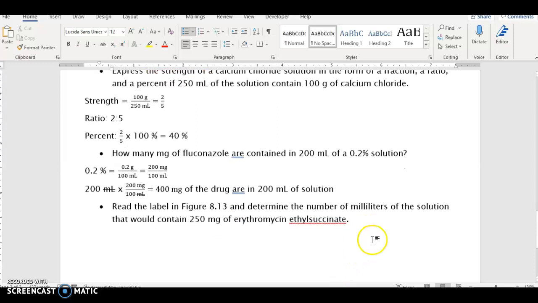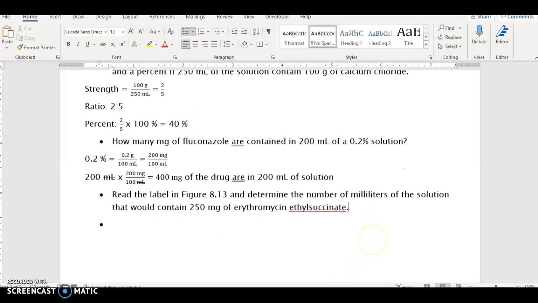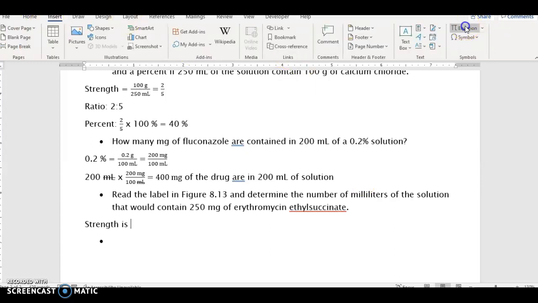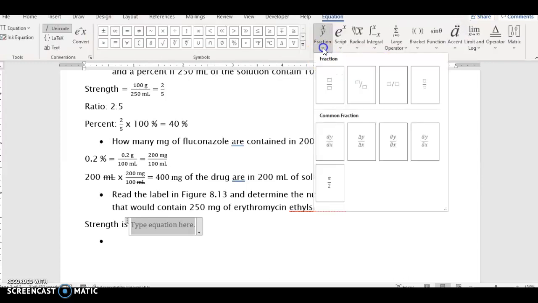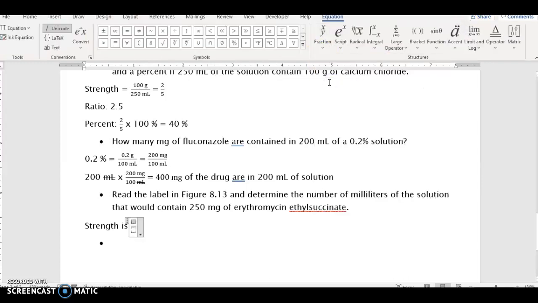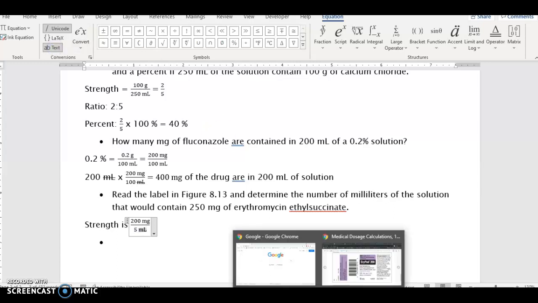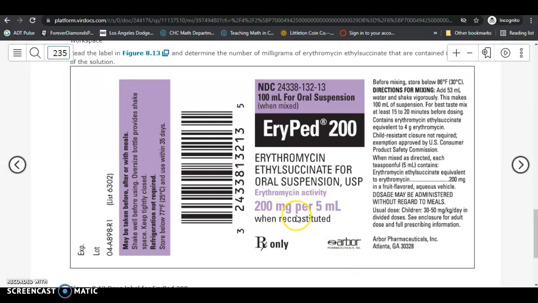Let's make a note of that. So the strength is 200 milligrams in 5 milliliters, which you can simplify as well. So 200 milligrams over 5 milliliters. I'm going to go ahead and leave that unsimplified. Make sure I got it correct here: 200 milligrams and 5 milliliters.